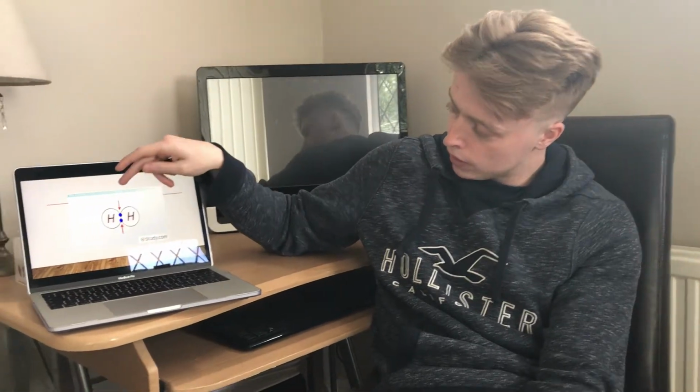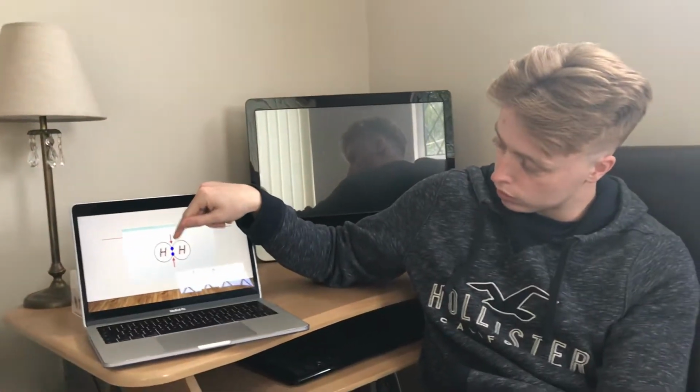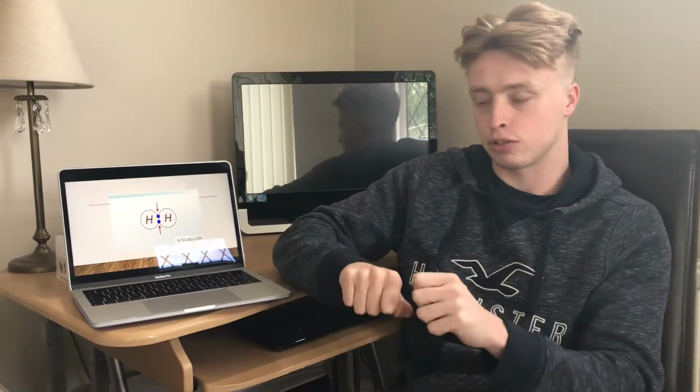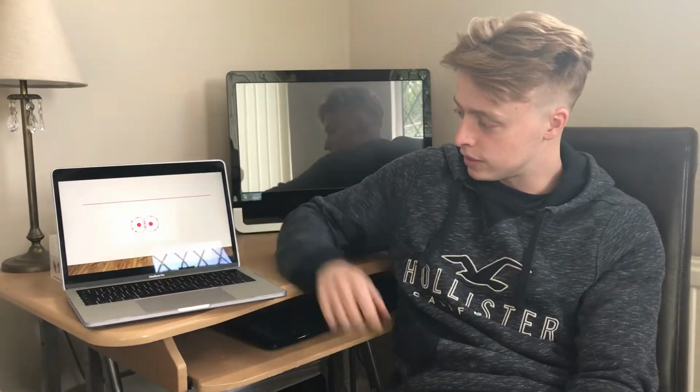So as you can see here, it's going to get a full outer shell of 2. It shares 1 electron with the other hydrogen, which then shares its electron, and they both coexist and are bonded together and share this 1 electron together. Okay. So the second example, slightly more complex, but pretty much the same process, is oxygen.